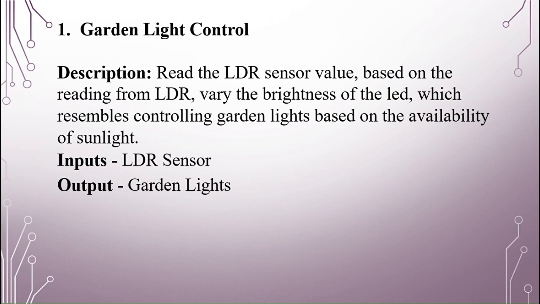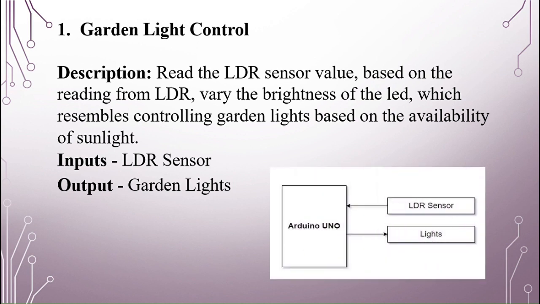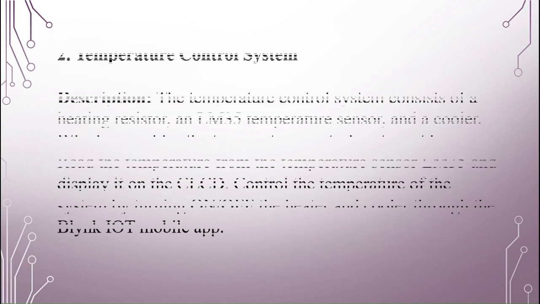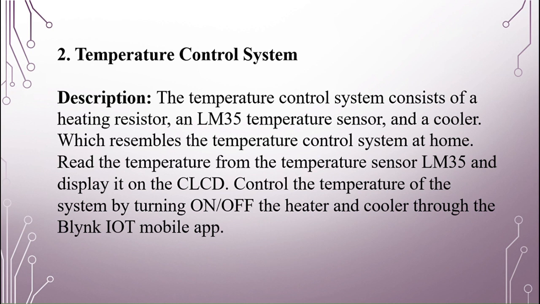So the input is the LDR sensor and the output is the garden lights, dim or high according to the environment condition. The LDR sensor will sense, send the value to the Arduino Uno, and then it will display the output in the form of the brightness of the light. Next we have the temperature control system.